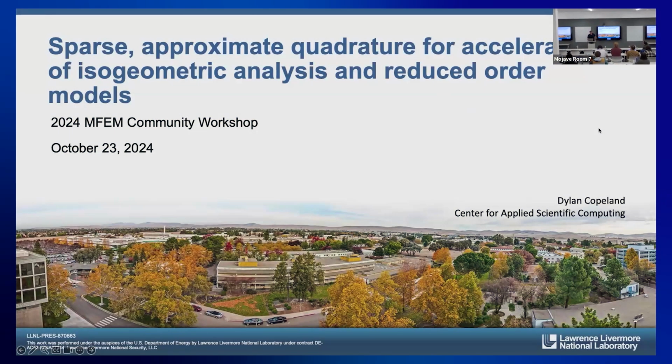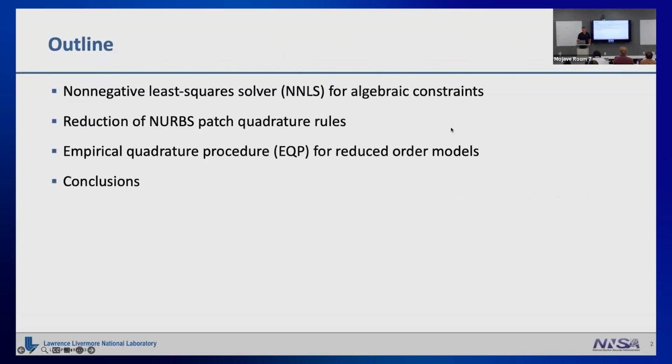So yeah, I'll be talking about reduced quadrature rules and some different kinds of applications. One is NURBS, another is reduced order models. These are completely different topics, but I'm using the same general algebraic approach to construct these sparse and reduced rules to accelerate the computation.